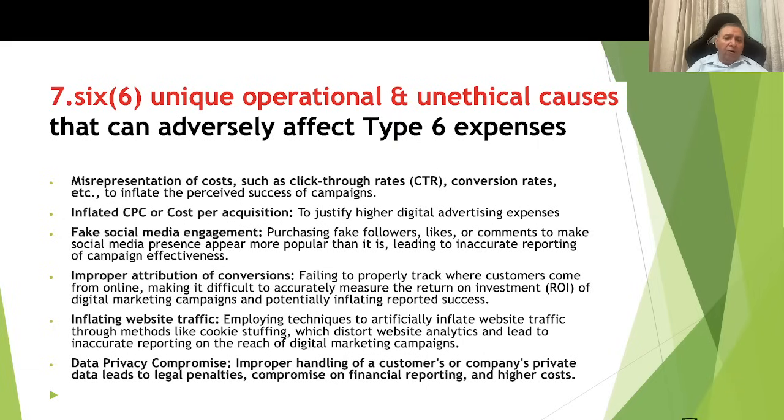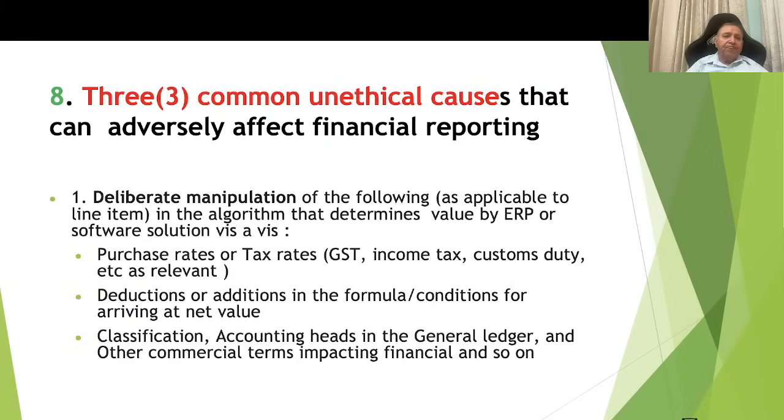Improper attribution of conversions, failing to properly track where customers come from online, making it difficult to accurately measure the return on investments. But there are now solutions available for tracking these. Inflated website traffic, employing unethical techniques to artificially inflate the website traffic through methods like cookie stuffing, which distort the website analytics. And data privacy compromises, like improper handling of the customers' or company's private data, leading to legal penalties, compromises on the financial reporting, and higher costs.